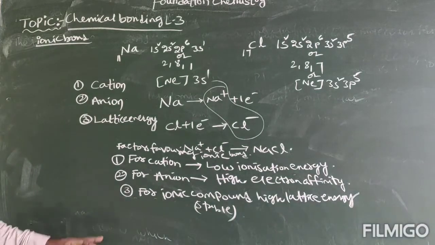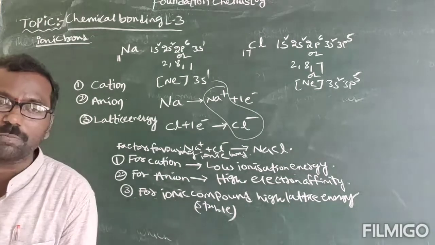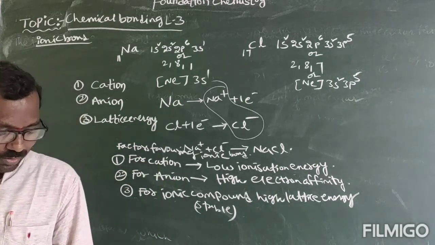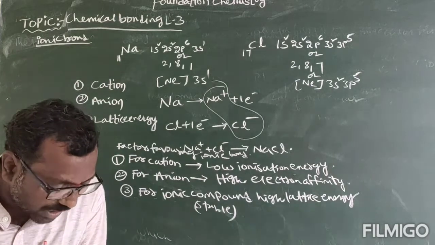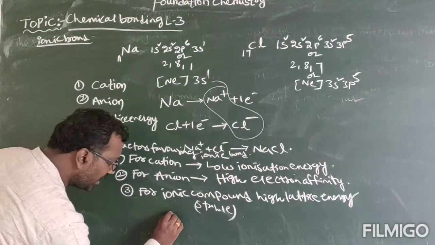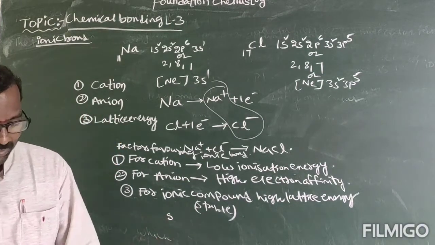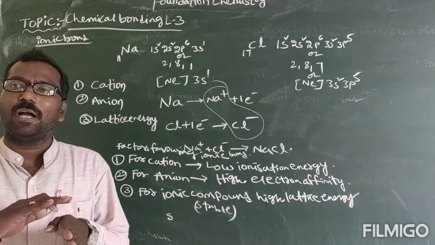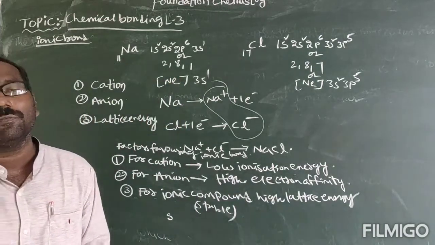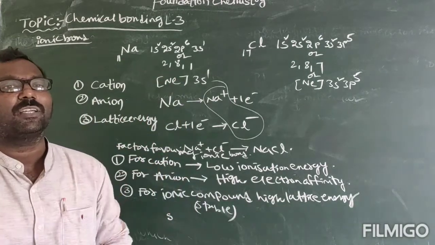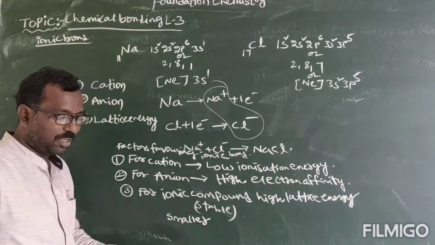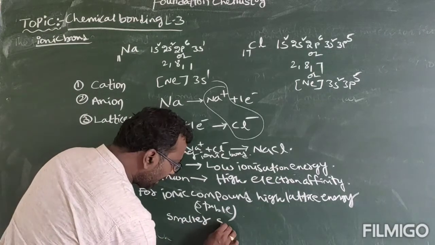That is the thing. And this lattice energy again depends upon what? On the size of the ions and the distance between them. How? High lattice energy is possible when the size of the ion is less. Smaller the size of ions, higher the lattice energy.